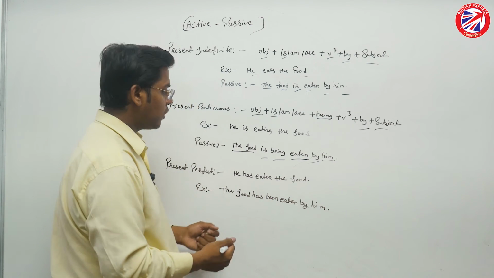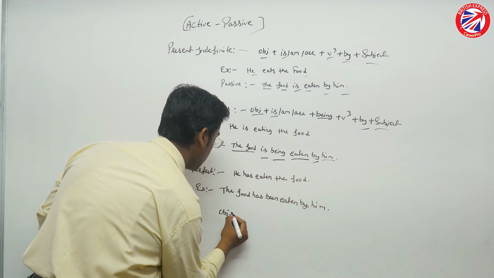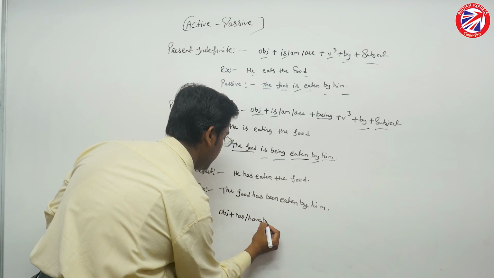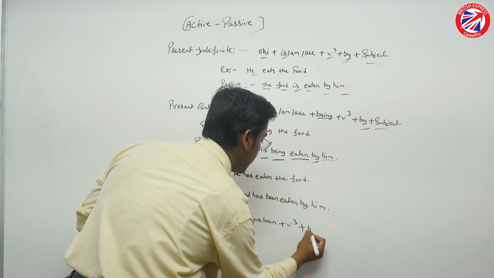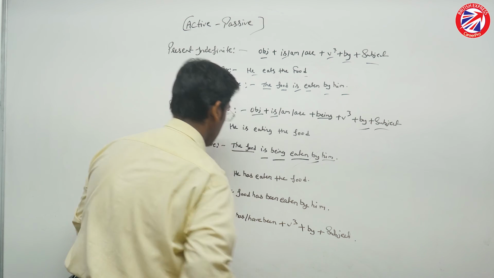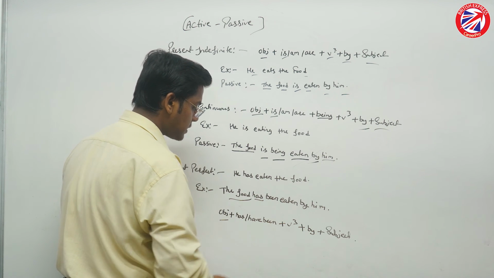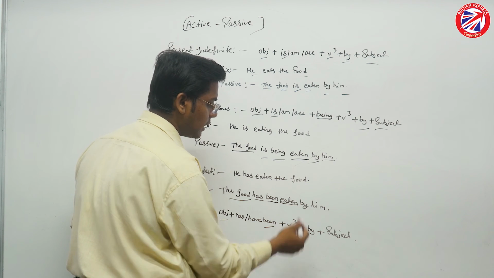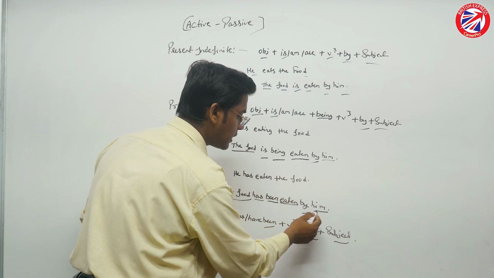Now let me tell you the rule of it. The rule of present perfect will be object plus has/have been plus V3 plus by plus subject. Here you can see clearly the food is our object, then we have used has, then after that been, and after that V3, that is eaten. Then after that we have used by, then again the subject, that is him.